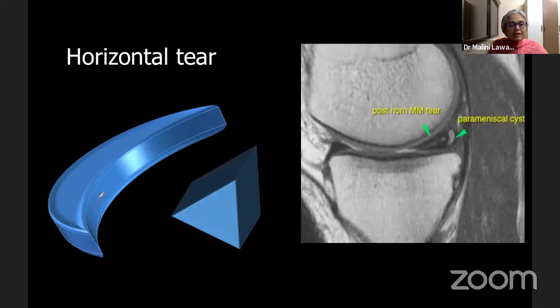Horizontal tear will be a tear in this fashion. It will be splitting the meniscus into a superior portion and an inferior portion. And that's exactly what we see on MR.